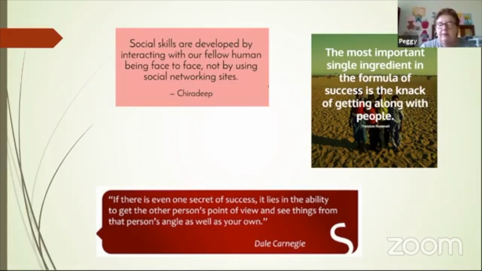And if anybody doesn't know who Dale Carnegie is, go Google him. Yes, exactly. This is very key for him to speak out and say that the one secret of success lies in the ability to get the other person's point of view. Yep. Any last thoughts?